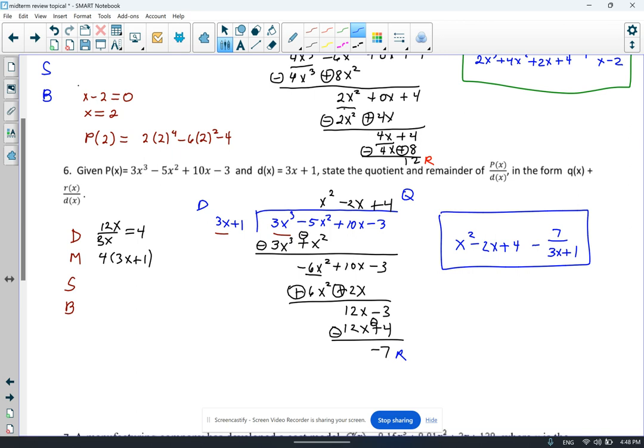Again, you can check your answer using the remainder theorem. So I know that I'm dividing by, well, we're going to skip that for now.